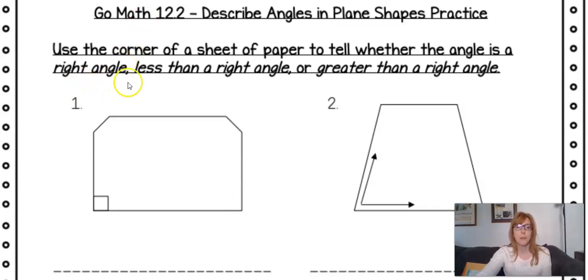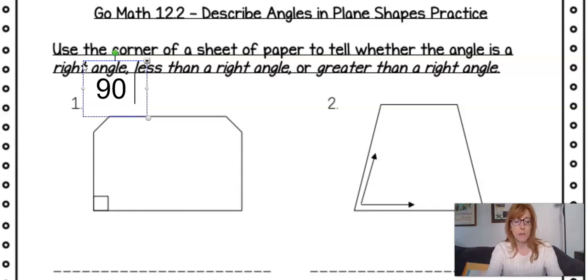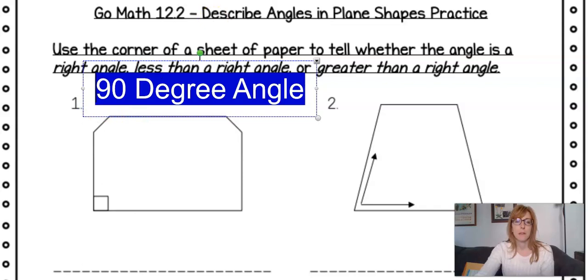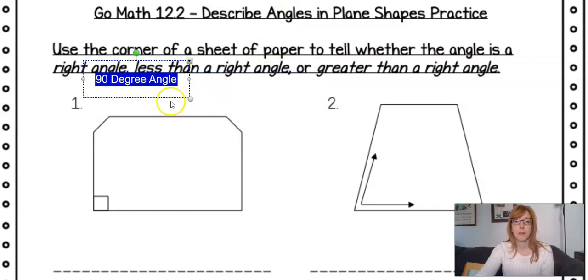Now hopefully you remember that if it is a right angle, that would be a 90-degree angle. Okay, so that would be a 90-degree angle. And let's make that a little smaller. It's very large, isn't it? So you have a 90-degree angle.